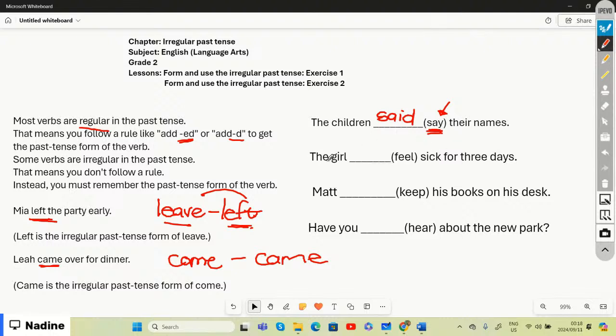Look at this word. The girl feels sick for 3 days. What is the past tense of feel?